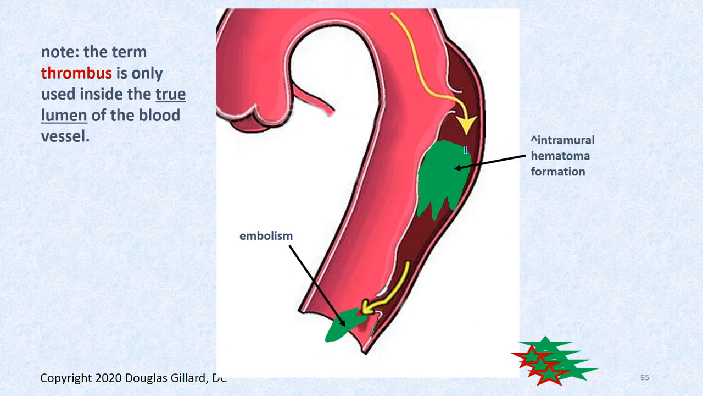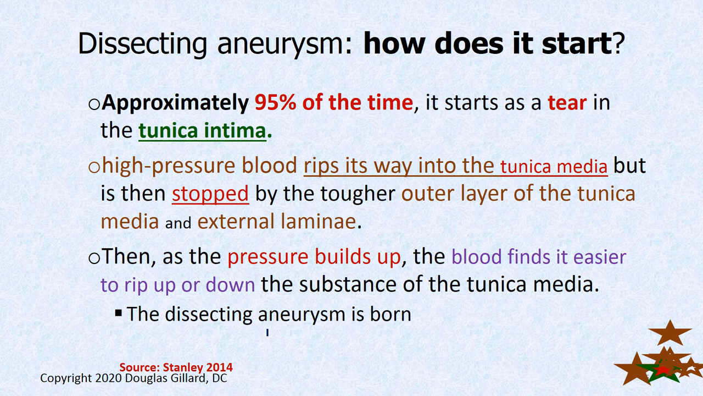There's another cartoon. There's a big intramural hematoma. Sometimes it's called intramural, meaning it's in between the tunics where it occurs. And it's double-barreled, and you got yourself a huge embolism flying downstream. Dissecting aneurysms, about 95% of the time, as I've already said, start as a tear in the tunica media. So technically, it starts out as a false aneurysm. But as we said a couple times already, the blood is stopped by the outer layer of the tunica media, and the tunica adventitia can't get through, so pressure builds up and it finds it easy to rip down.